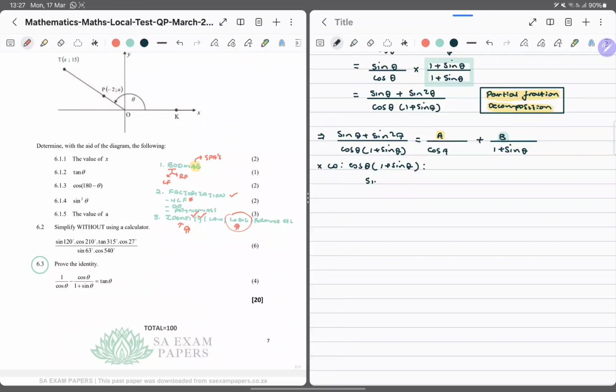So we end up with just sine theta plus sine squared theta is equal to, now when we multiply here, the cos thetas divide to 1, we remain with this, and then it multiplies the numerator there. So it's going to be 1 plus sine theta plus, then we multiply by this here, the 1 plus sine theta divides to 1, we end up with just cos theta. So this is just going to be b cos theta.